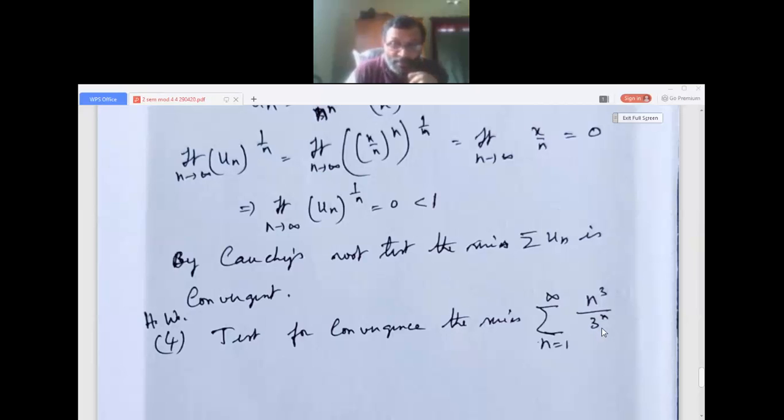Summarizing today's class, we solved some problems in D'Alembert's ratio test. Then we introduced Cauchy's root test and solved 2 or 3 examples. And one problem I gave for assignment. Now, in the exam, if they just say test for convergence, you can use any test: the necessary condition, D'Alembert's ratio test, or Cauchy's root test. But if they say test the convergence by Cauchy's root test, then you have to use Cauchy's root test only. For this problem you can use any method, but since I am solving problems in Cauchy's root test, I want all of you to use Cauchy's root test and solve this.